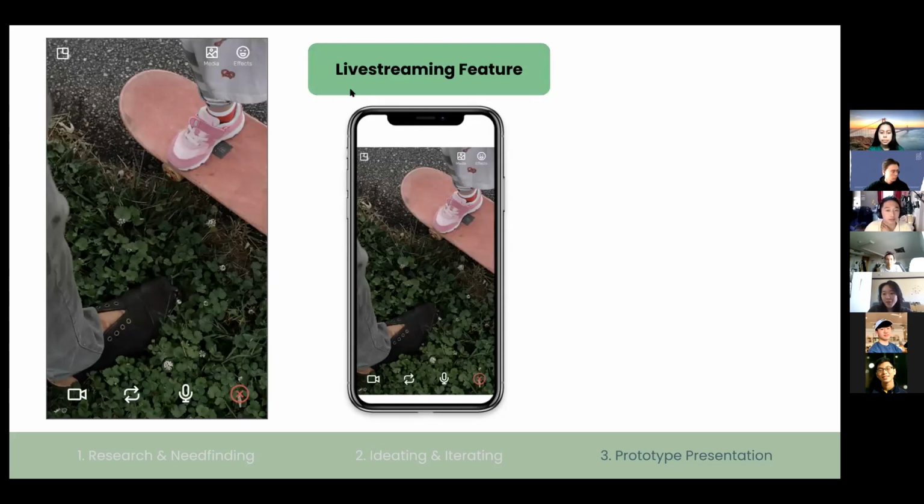This is our live streaming feature. It's just an option for signed up members to be able to live stream locally. It allows other people who aren't at the park to see what's happening at the park right now, bringing more communities together.